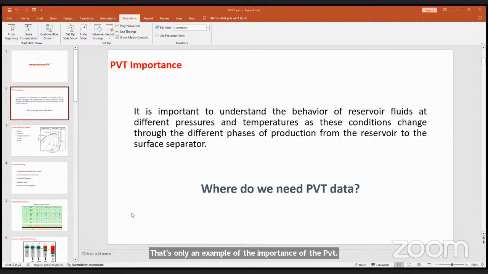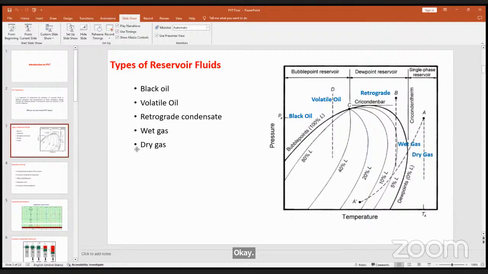And you must keep this in mind when we talk about different tests and different properties. It will be relatable to why we do everything. Okay. So a brief summary on the fluid types. This is the PT diagram.